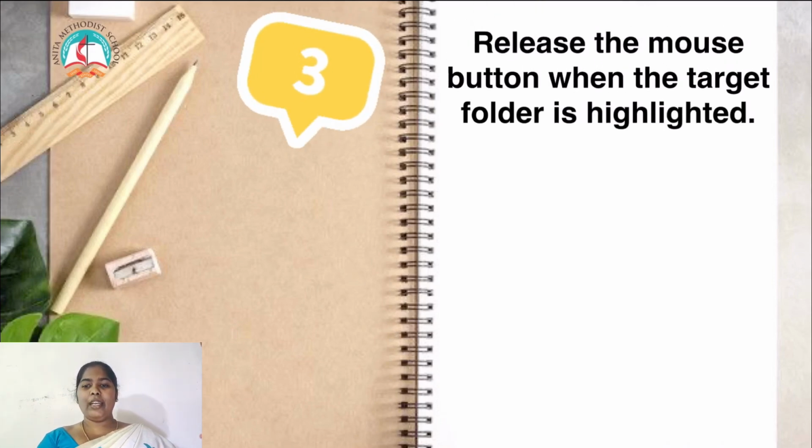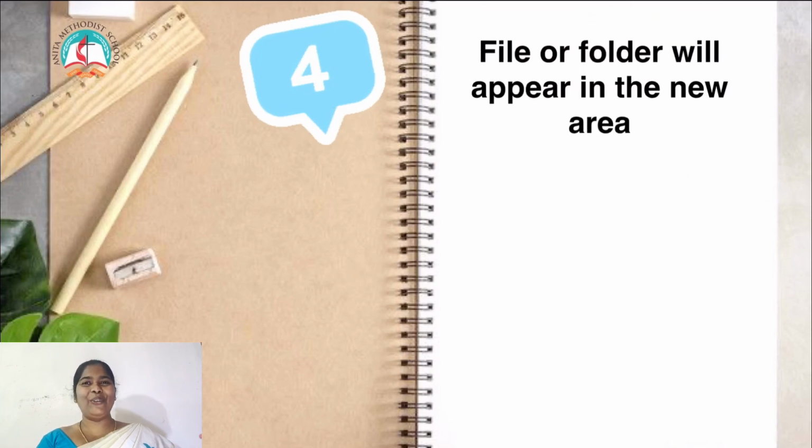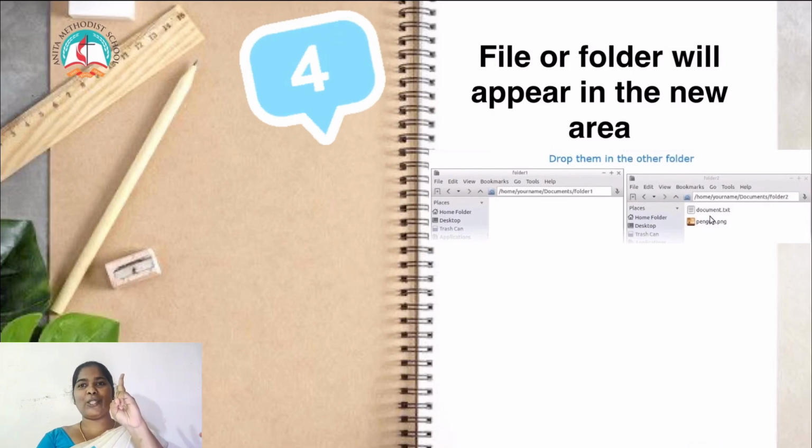So what happened? Here I had 2 documents. First I selected one and then dragged, and then I released the mouse button. What happened? It has been pasted here. So the file or folder will appear in the new area. This is the new area. So it's very easy, no? There are 2 methods to move files or folders. What is the first method? Cut, paste. Second one, yes, drag and drop.